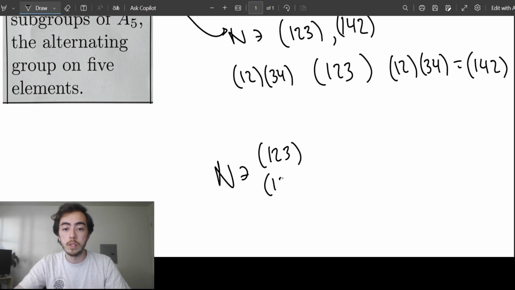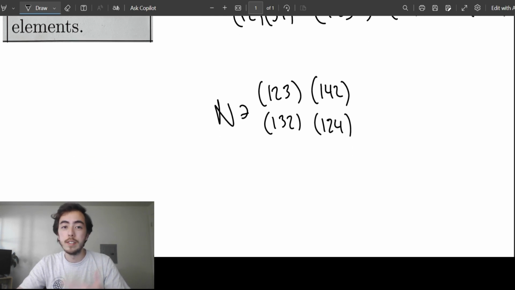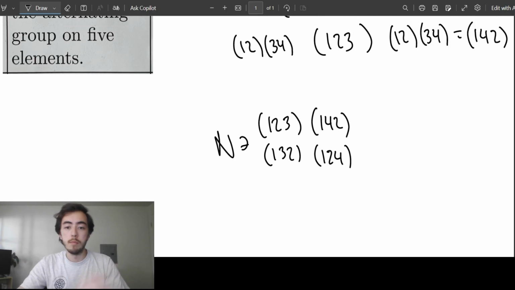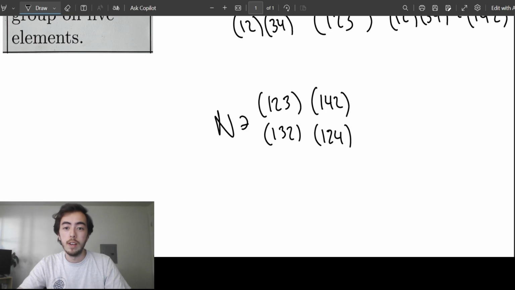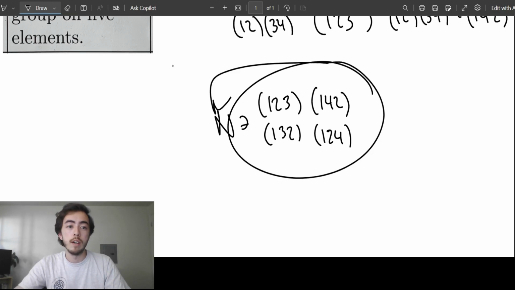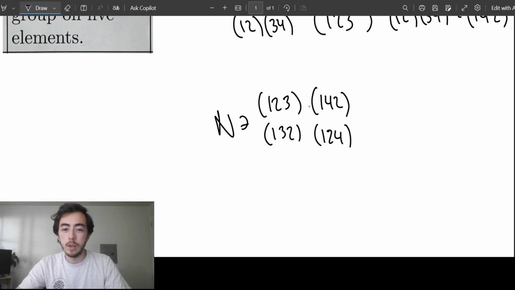Also its inverse, (1 3 2). And then we created (1 4 2) by finding some elements from A5 and applying just the definition of normal subgroups to it. And then we could also find its inverse, (1 2 4). And then since this is supposed to be a subgroup, we can compose these with themselves and see what happens. So these are all elements of my subgroup, and so I could combine these two together and see what happens.